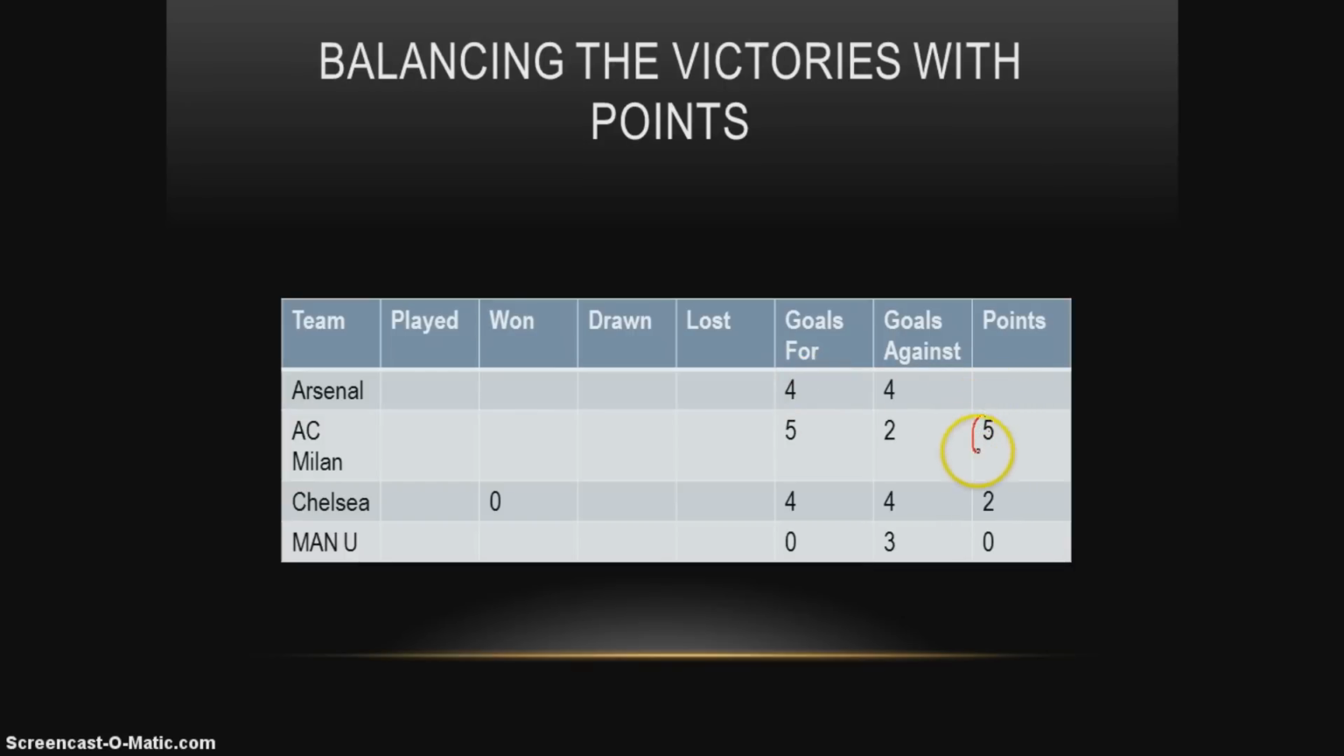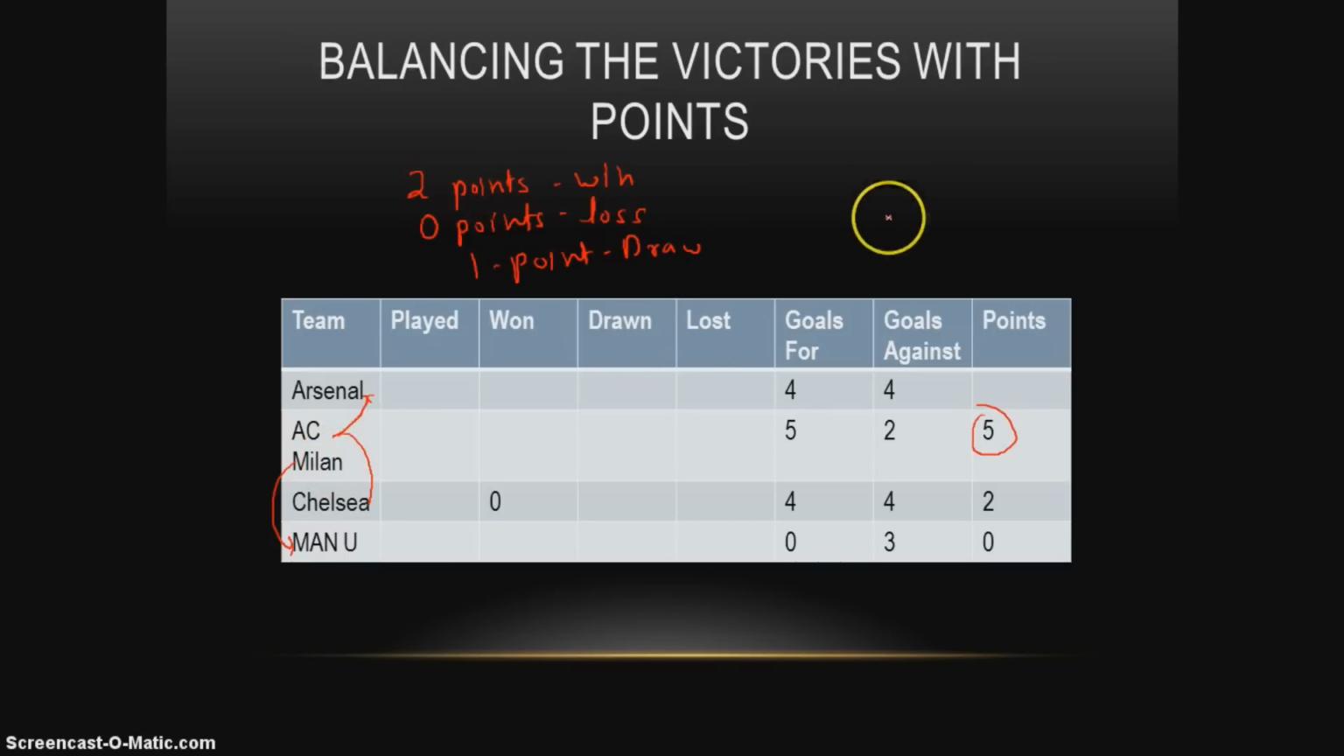But for AC Milan, we see that it has got 5 points. Once again, just for revision sake, 2 points we get for a win, 0 points for a loss, and 1 point for a draw. Now if I look at AC Milan's points, it has got 5 points, and the maximum matches AC Milan can play is 3, because it has already played against Arsenal, Chelsea and Man U, that means the maximum number of matches which AC Milan can play is 3 only.